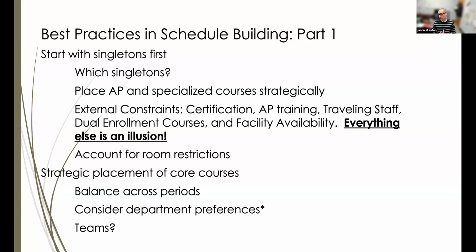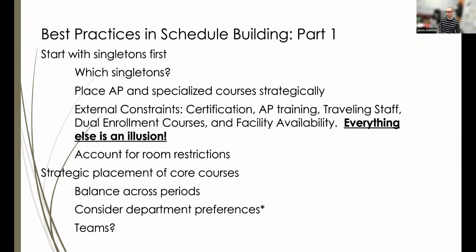Do you have an auto shop like me? That needs to be scheduled based on, when are they coming to clean the auto shop? Because you have to have outside people come in for that. So what are those outside things that courses need to be placed strategically? You have certain external constraints that you need to worry about when building a schedule.